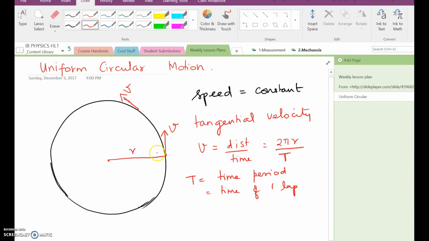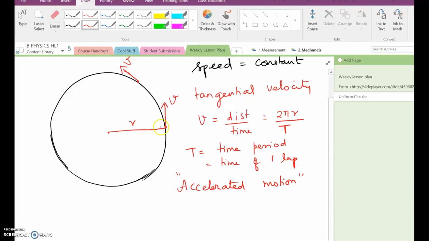Now, because the velocity is changing continuously, even though only in direction, there must be an acceleration acting on any object in uniform circular motion. So uniform circular motion is an example of accelerated motion. The role of this acceleration is unique because it only changes the direction of motion without changing the speed of the particle. This acceleration is referred to as the centripetal acceleration.